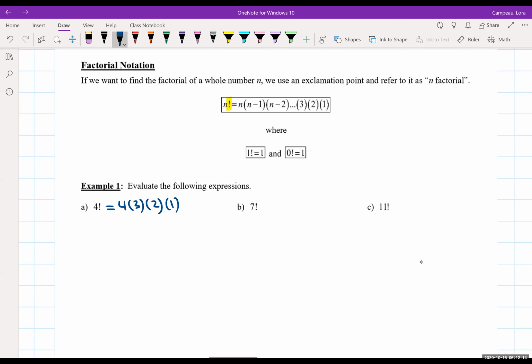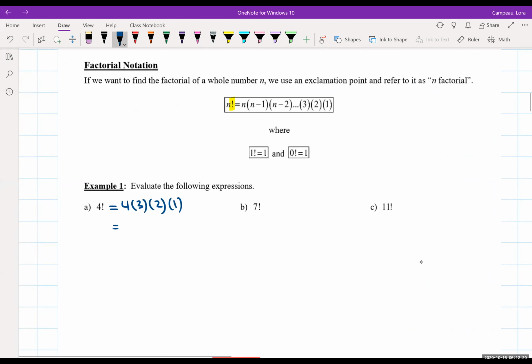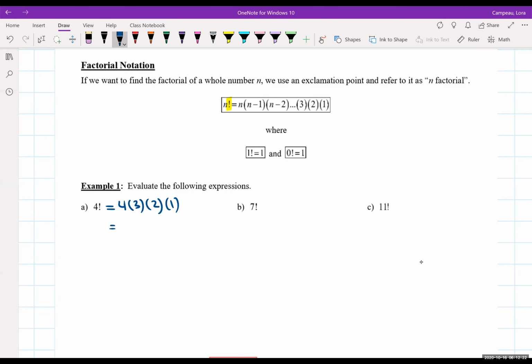So if we do the math on this, what do we have? 4 times 3 is 12, 12 times 2, and here, I'll do this by hand just so that we see. We have 12 times 2 times 1, which is 24. So 4 factorial would be equal to 24.